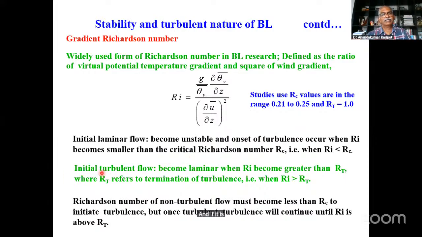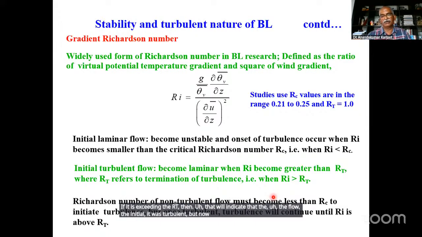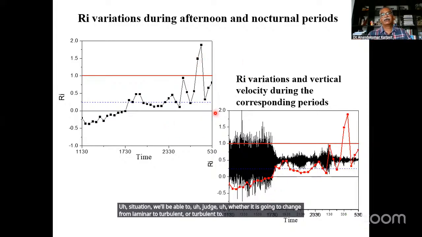And if the existing situation is turbulent, and you want to know whether with time it is going to become laminar, then the value you calculate has to be compared with the termination Richardson number, which has a value of 1. If the Richardson number you are calculating exceeds Rt, that will indicate that the flow, which was initially turbulent, would now have become laminar. So based on the values of the Richardson number we are calculating and the initial situation, we will be able to judge whether it is going to change from laminar to turbulent or turbulent to laminar. One example is shown here.